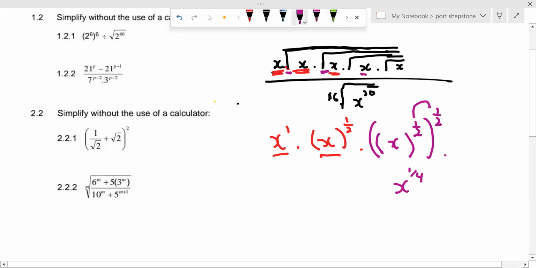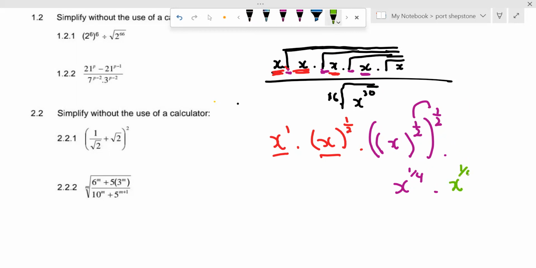If we check this one, how many roots does it have? It has 1, 2, 3. Now, if we want to use the principle that we spoke about here, we can say this can be written as x to the power of 1 all over 8. How did I get 1 all over 8? I had 2 multiplied by 2 multiplied by 2, and then it's 1 all over 8.